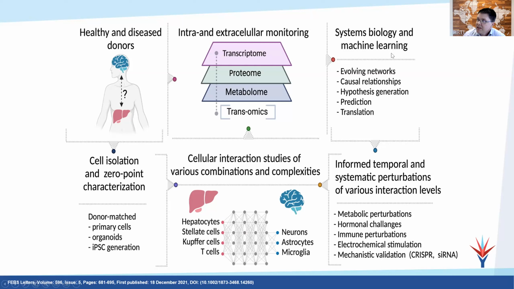You couple it with machine learning and systems biology, looking at evolving networks, prediction, translation. You could run as much as transomics. And then you could come in with metabolic perturbations, hormonal challenges. And I just found the typo in the image, which managed to get published. So I only realized that at this exact minute. Immune perturbations and mechanistic validation, even up to and including CRISPR and siRNA.